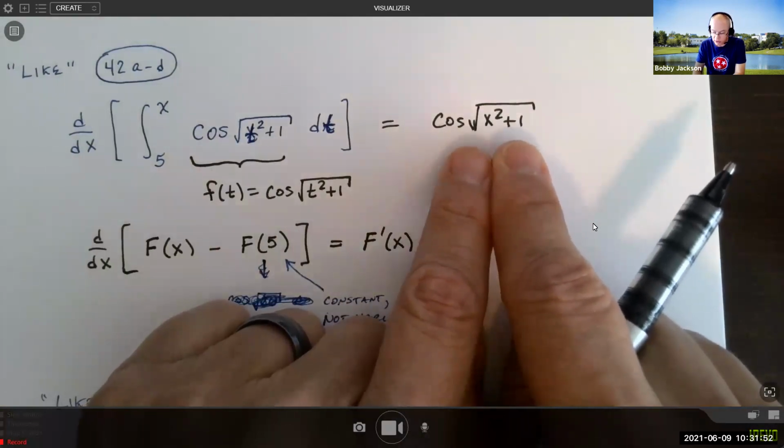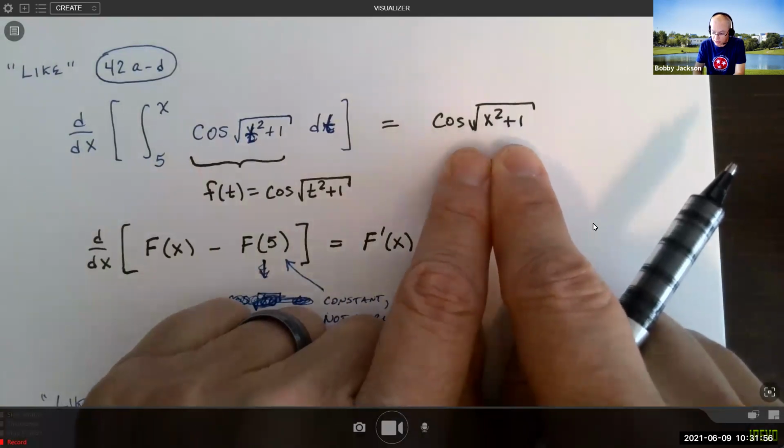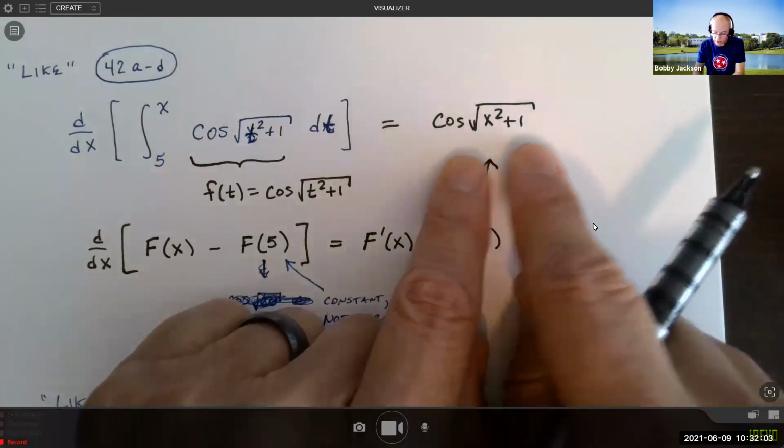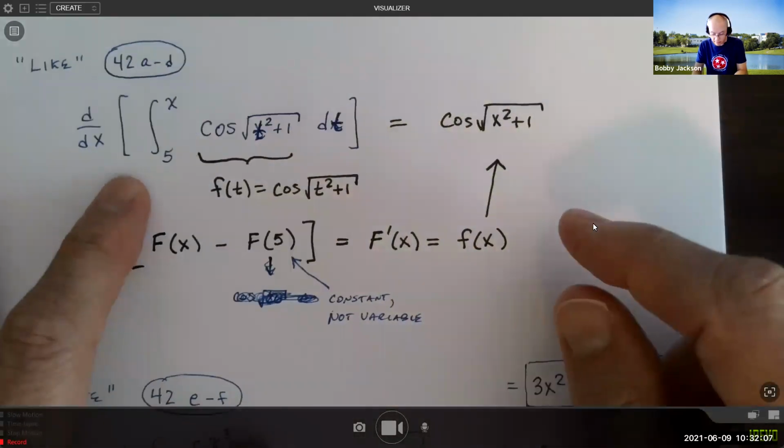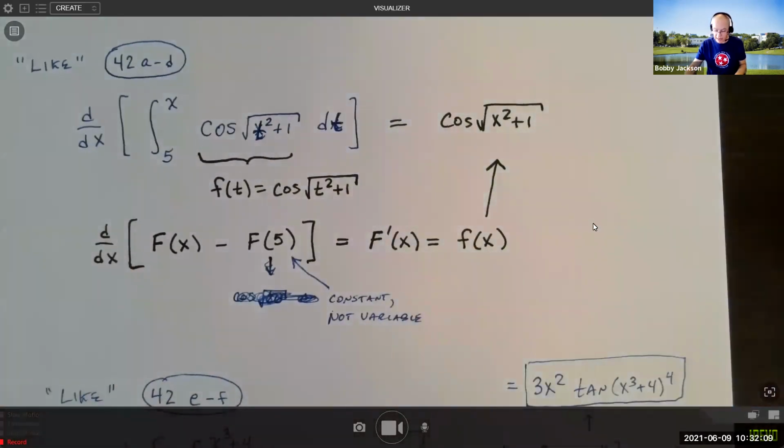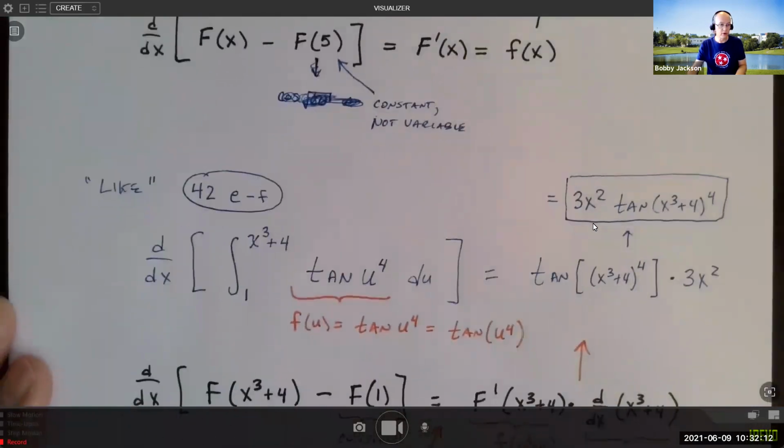I know where the function is increasing or decreasing, where it has local max and mins, right? I can also determine where it's concave up and concave down, where it has points of inflection, all those things just from the derivative. And so that's a powerful thing. Okay, so that's pretty easy. Look at ones like 42E and F.